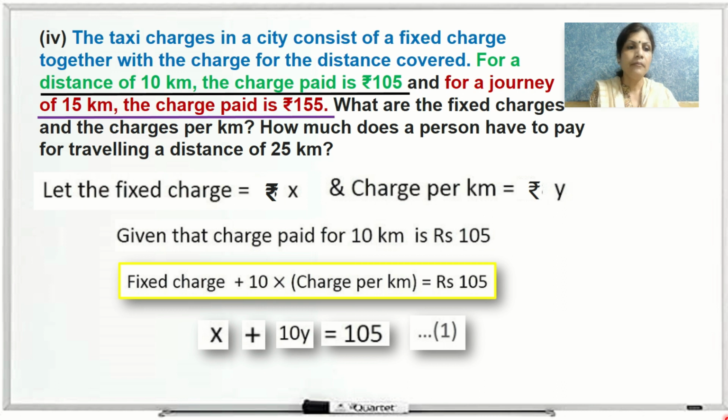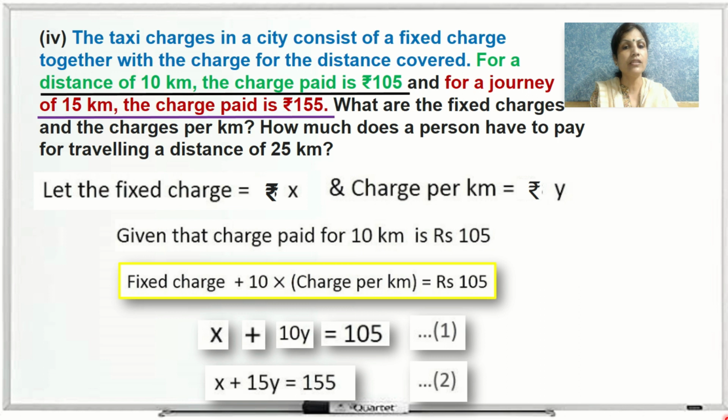Now they say that for a journey of 15 kilometer, the charge is 155. So x plus 15 into y is equal to 155. This is our equation 2. So we have got both the equations. Now we have to solve it, find the value of x and y, and after that find what is asked of us. Alright, so let's check.